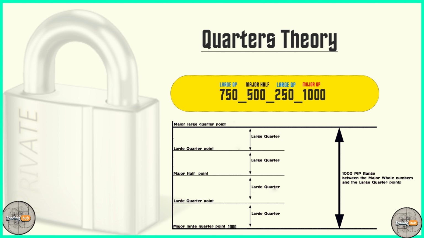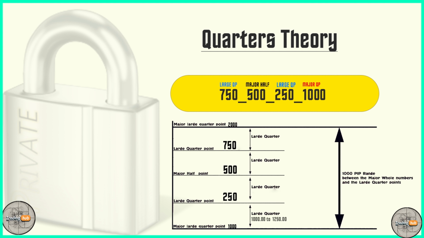We have the major large quarter points, which will be 100 or 1000 depending on the chart we'll be trading, followed by a large quarter point, which is 250. Then we move to a major half quarter point, which is 500, followed by 750, which is again a large quarter point. Then we finish by a major quarter point again. Then we accomplished the quarter cycle.